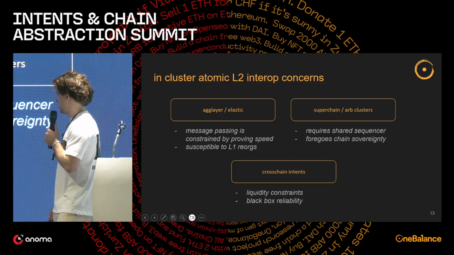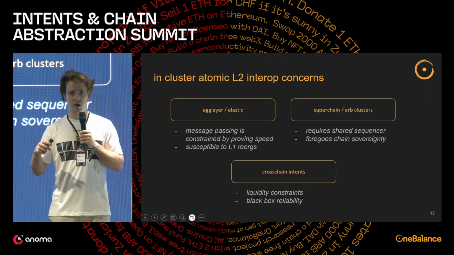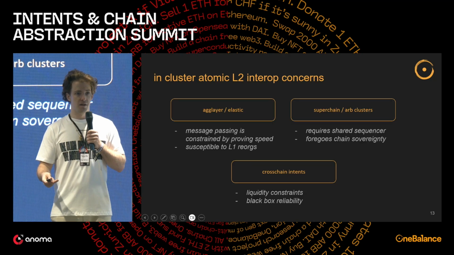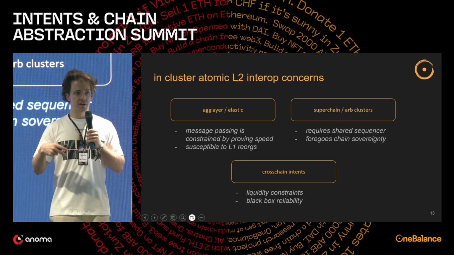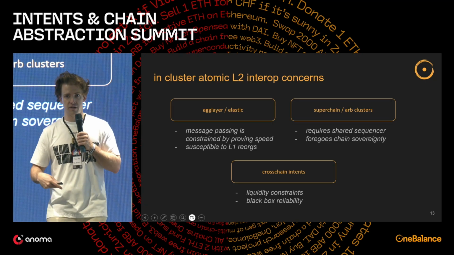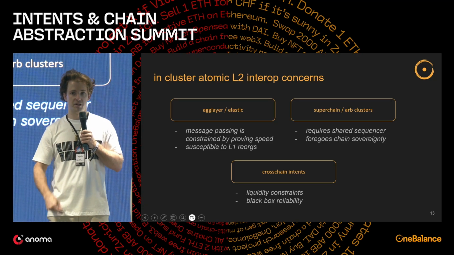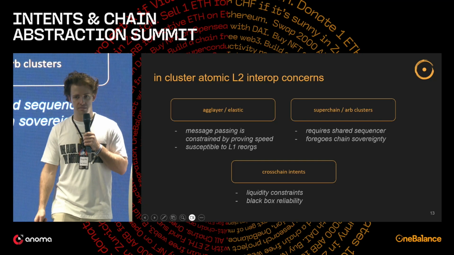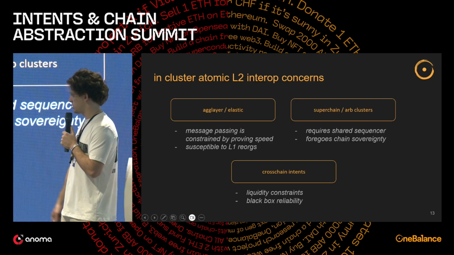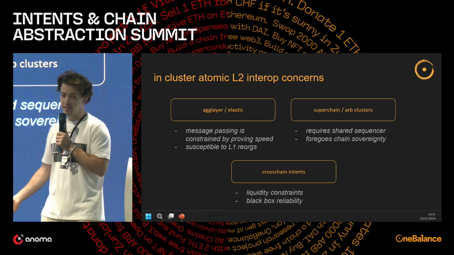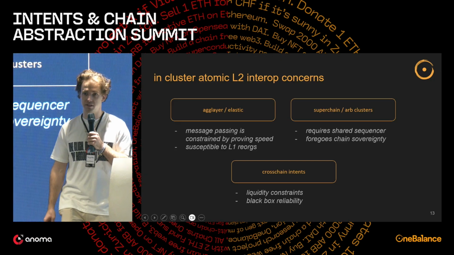And so what it requires is the shared sequencer, the shared security assumptions, and it also requires foregoing sovereignty, such that I cannot just push arbitrary upgrades to my rollup anymore, because if I do, it will violate the security assumption of every other rollup that I'm interoperating with. Everything becomes a shared upgrade mechanism, and then it really just behaves as another chain. So those are the trade-offs there. Cross-chain intents also have trade-offs, and this is mostly about capacity constraints on the liquidity.